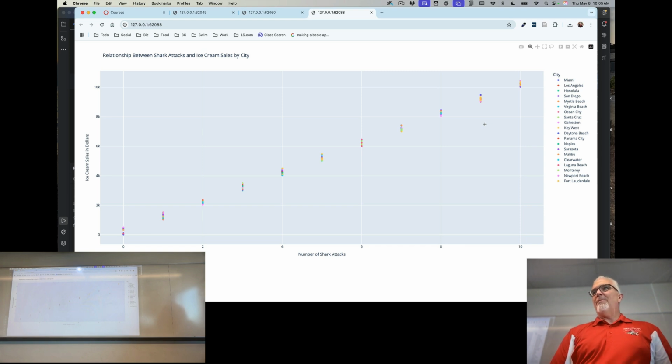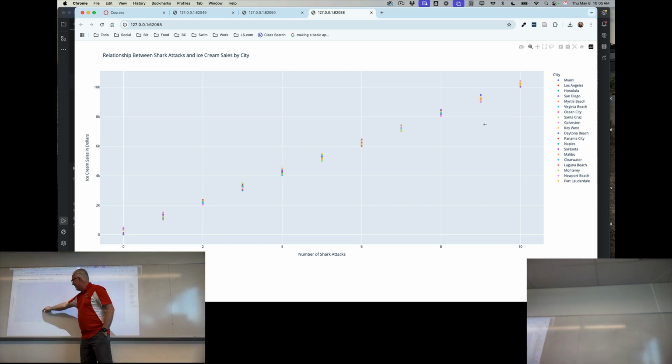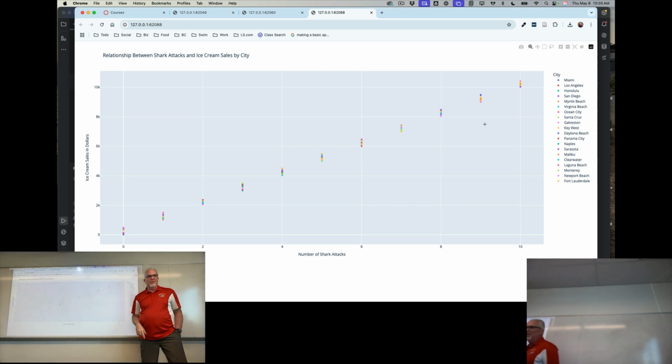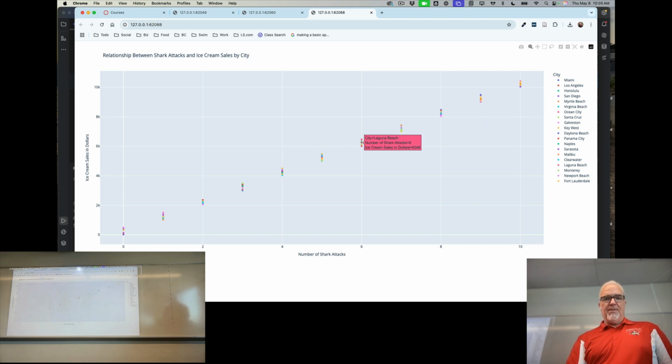Would you say there's a relationship between those two variables? Yes. Yeah, when you see things grouped like this, this is artificial data. So real data would never be grouped this tightly. But you can see here that there is a definite relationship.